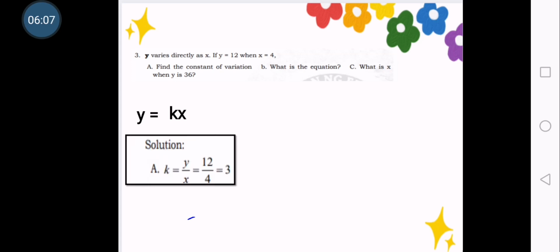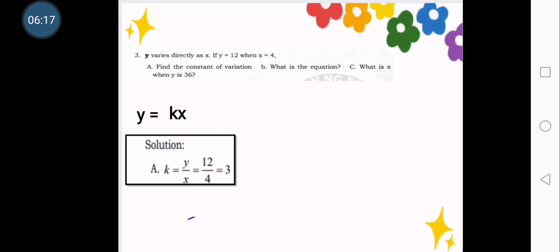Ayan. And then, third example, y varies directly as x. So, i-translate lang ulit natin yan sa mathematical equation, no? So, y varies directly as x. So, yan po ay y is equal to kx. So, sagutin lang natin isa-isa from A, B, and C. Unahin natin si A. Find the constant of the variation. Ayun, huwag natin kalimutan ang constant. Deriving tayo ha. K is equal to y over x. And then, substitute lang natin.